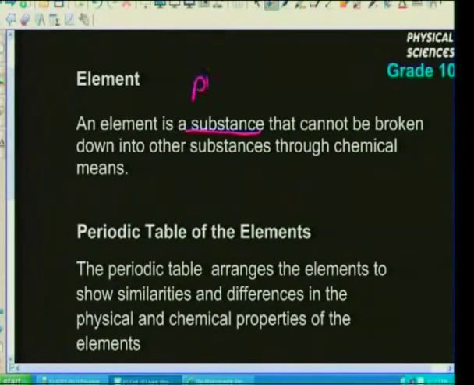When we say pure, remember that means that all the particles, all the substance, if we break it in half, it's going to be exactly the same. It can't be broken down into other substances through chemical means. When we talk about chemical means there, we're talking about using electricity, we're talking about heating, we're talking about those particular processes that simplify and break things apart. Can't break elements apart. They remain the same.